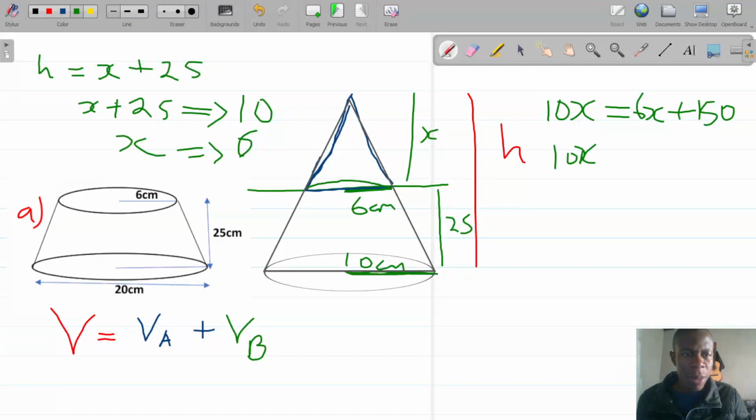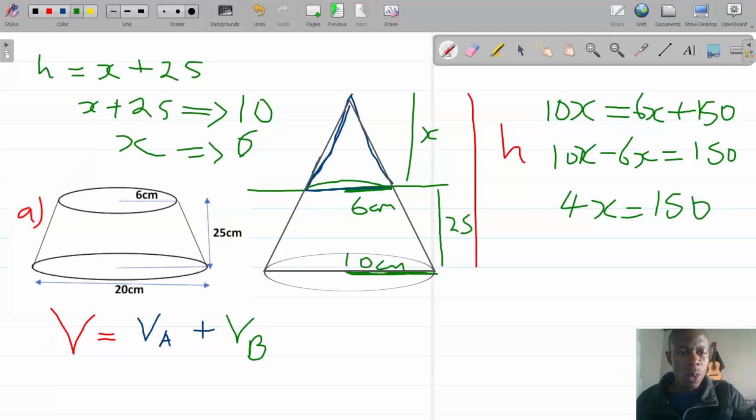When the 6 comes this side, it will be negative 6x equals to 150. So now what is 10 minus 6? So that will be 4x, which is equals to 150. So we divide throughout by 4, which is 150.